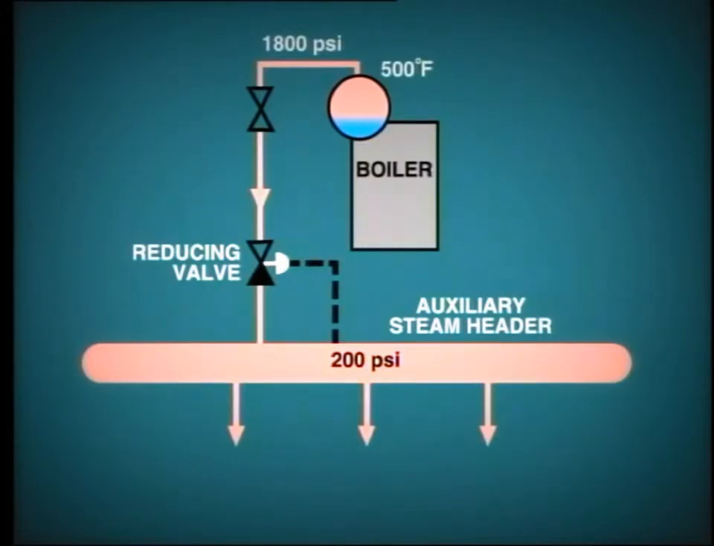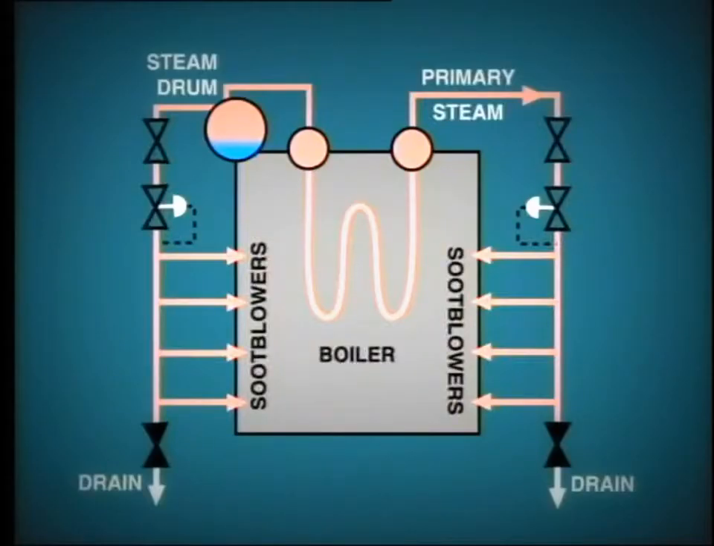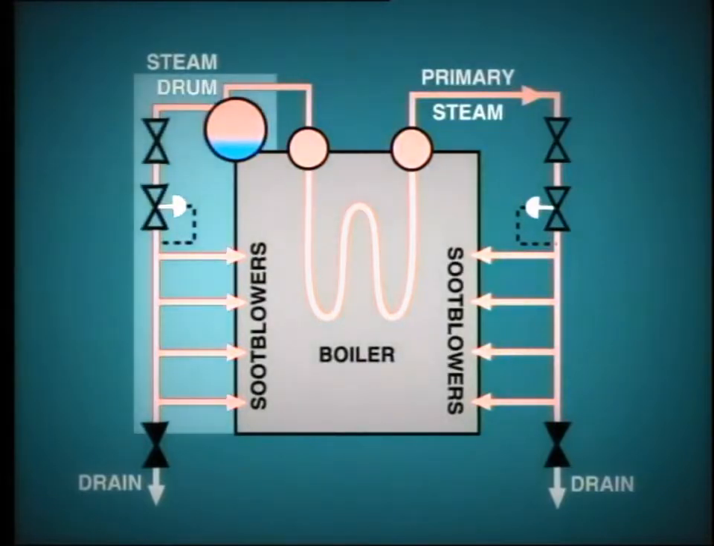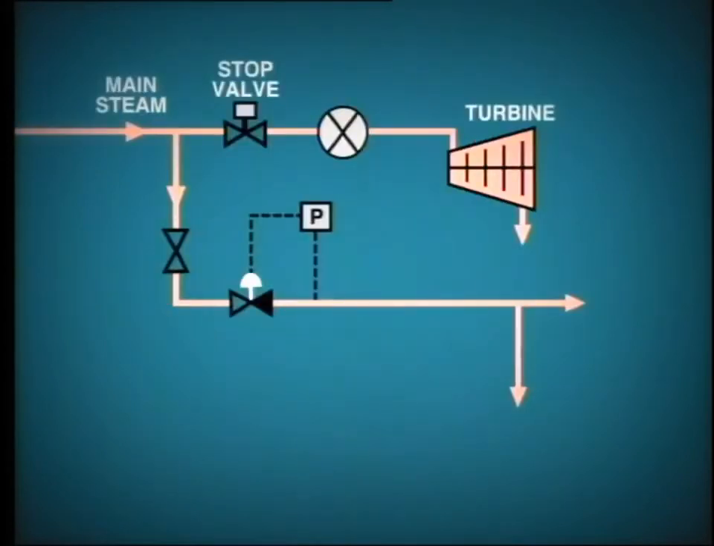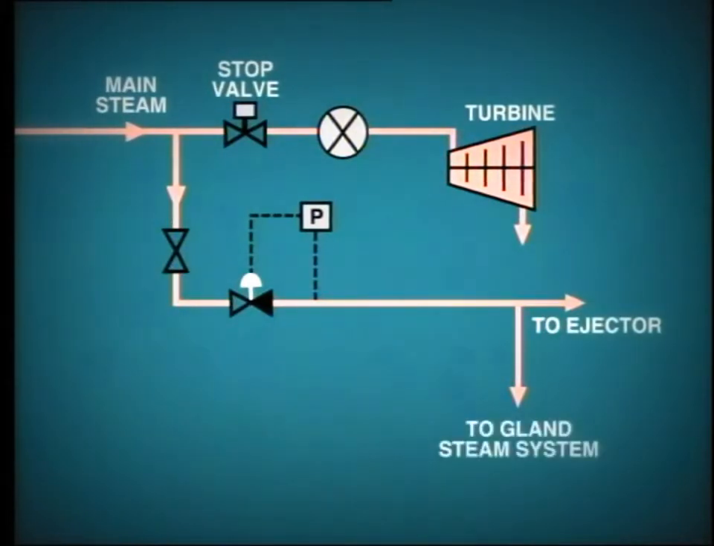From the auxiliary steam header, steam is piped to various applications, such as de-aerator standby steam, oil burner atomizing steam, fuel oil heating. These are just some examples. The actual steam auxiliaries will depend upon the type of installation. Soot-blowing steam for the boiler is usually taken directly from the boiler itself, either from the drum or the first stage of superheat.